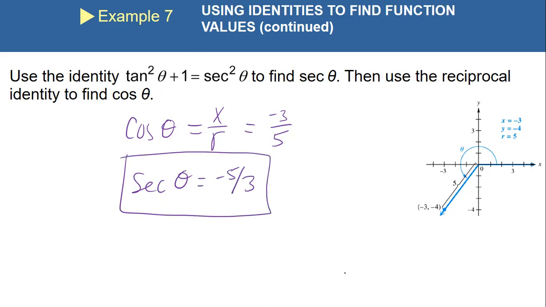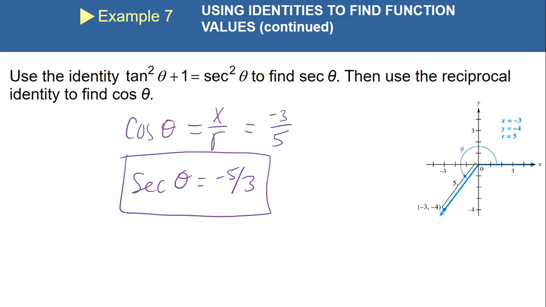Unless I'm missing something. They gave me a picture and they gave me a problem, so I would just use what the picture tells me. Use what I already know, X's, Y's, and R's. Okay. It would have to have something more.